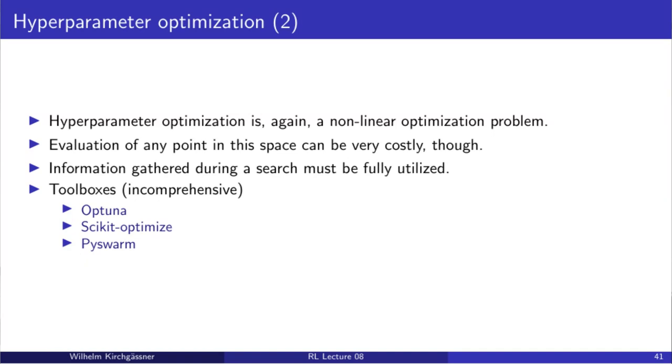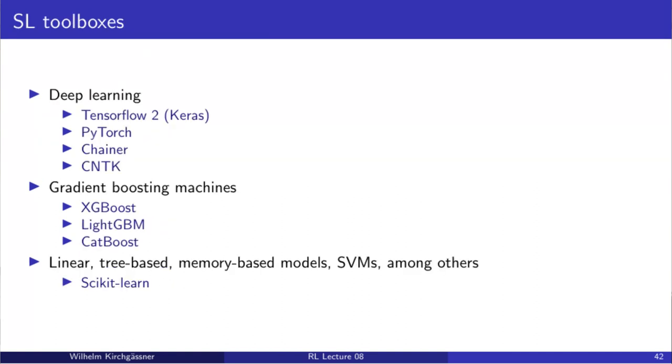Frameworks for hyperparameter optimization are, for example, Optuna or scikit-optimize or PySwarm in the Python world, which make the job a lot easier. So you can have a look at them. For deep learning, we have also, of course, toolboxes like TensorFlow, PyTorch, Chainer. Oh, Chainer is not maintained anymore, I've seen a few days ago, so forget about that one. It's just TensorFlow 2 or PyTorch.